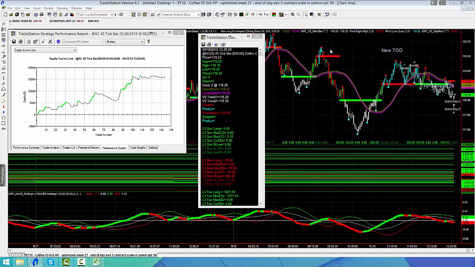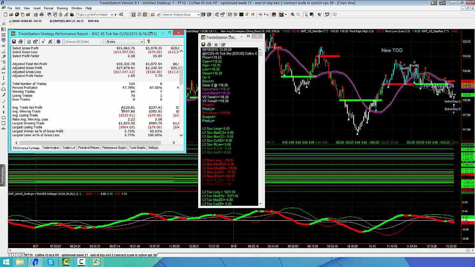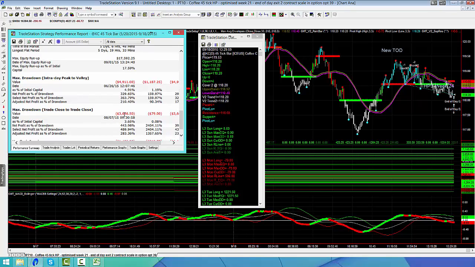That gives us much better results as far as the performance going back over that 4-month period. We've got $120 average trade net profit, 47% strike rate, 134 trades, and we're sitting at around about 3,600 max drawdown.